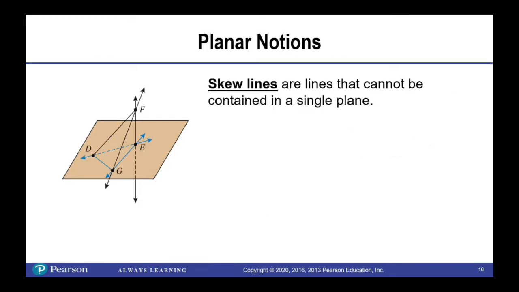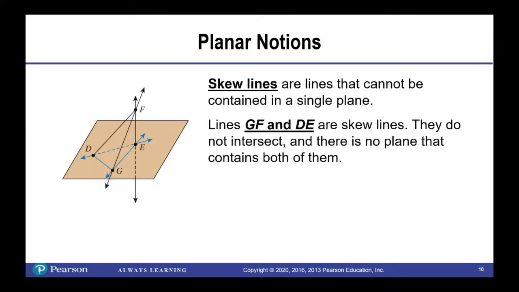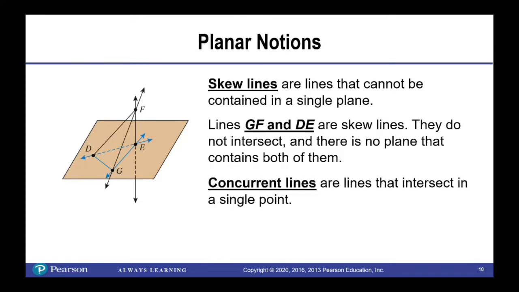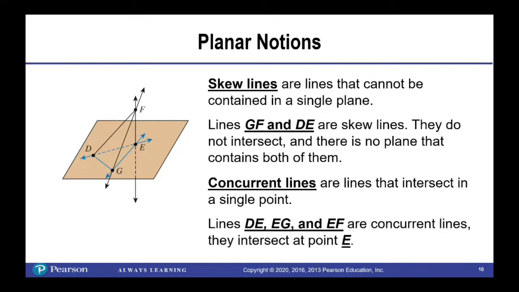Skew lines are lines that can't be contained in a single plane. For instance, here, lines GF and DE are skew lines. They do not intersect, and there's not a plane that contains both of them. Concurrent lines are lines that intersect in a single point. In our figure, lines DE, EG, and EF are concurrent lines because they intersect in point E.